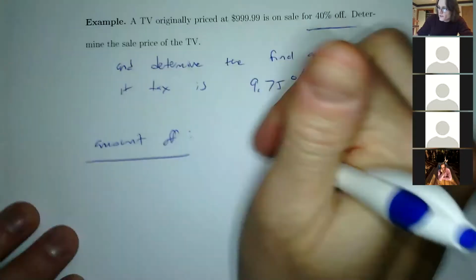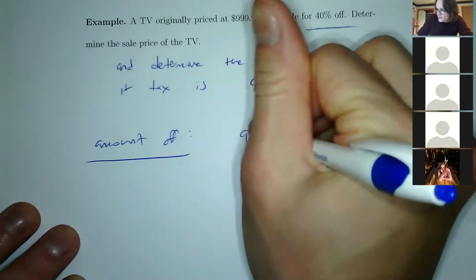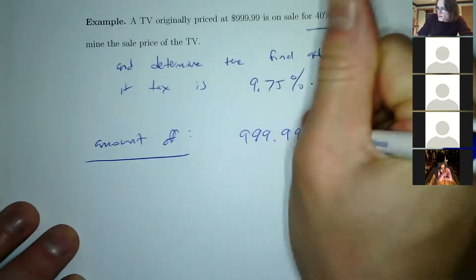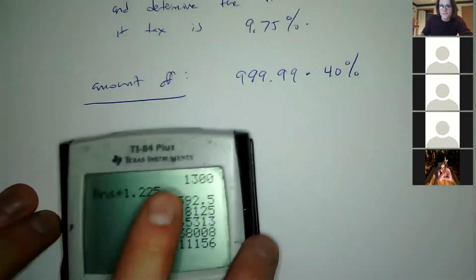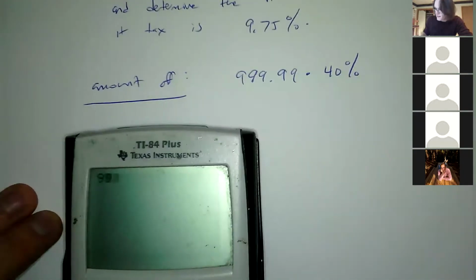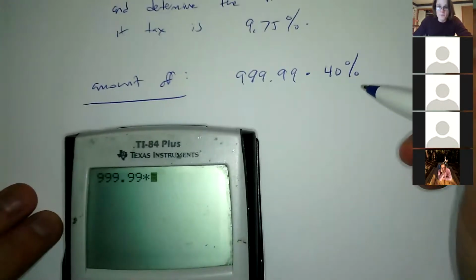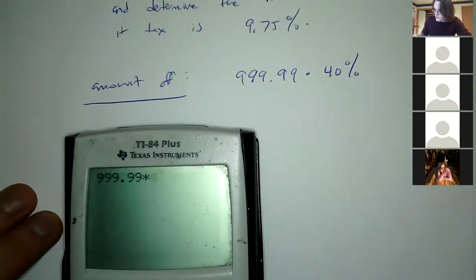So the amount off, I'll do 99.99 times 40%. All right, so let's see what our calculator tells us. It's 399.99. And then don't forget, again, 40% means 40 times 1 over 100. So that's just going to be 0.4, but you can also do 40 divided by 100.